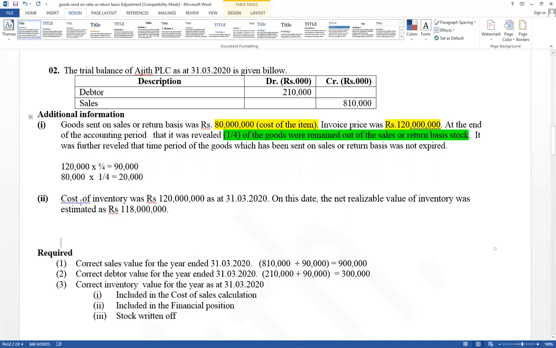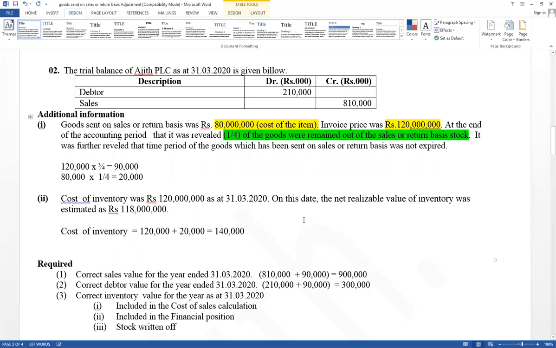At the same time, think about cost of inventory. It has been given cost of inventory at the store equals 120,000. For that, 20,000 also should be added. Therefore, this is the correct cost of inventory. And net realizable value of inventory is also given 118,000. Then add 20,000 for that value also. Therefore, this is the correct net realizable value equals 138,000.